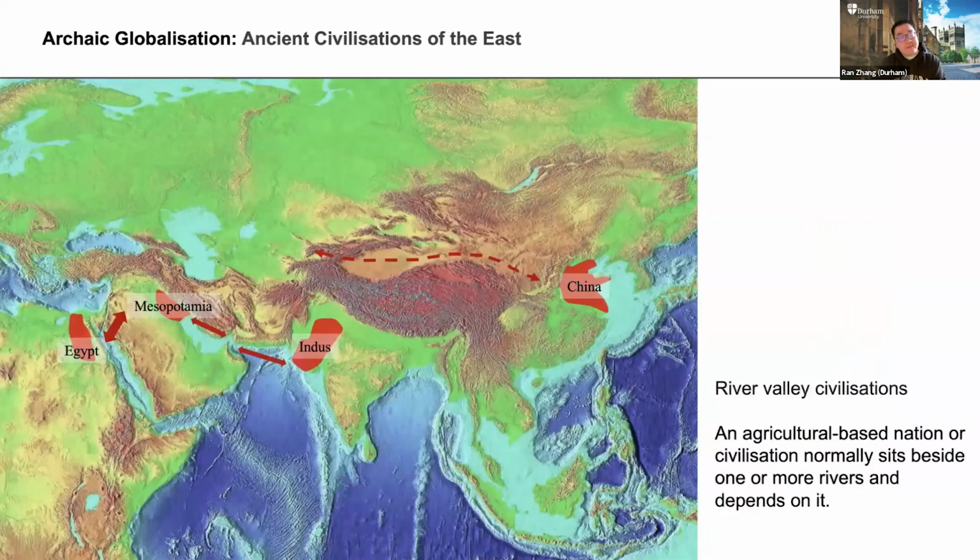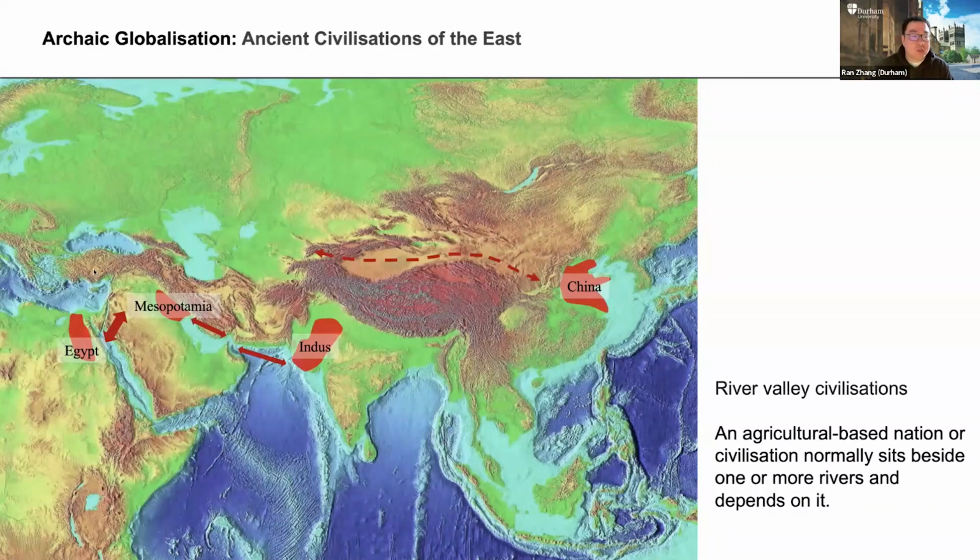And then we can see that this is the pattern of the early civilizations in the East, from China to India and to Mesopotamia and Egypt. And we believe that the left three, from Egypt to Indus, have been strongly connected. And we know that China later on actually got into contact with the other civilizations.